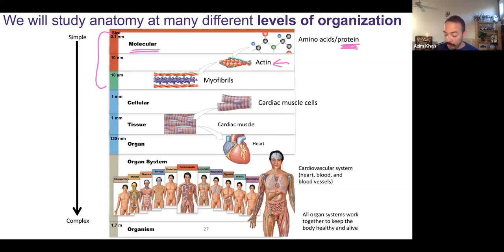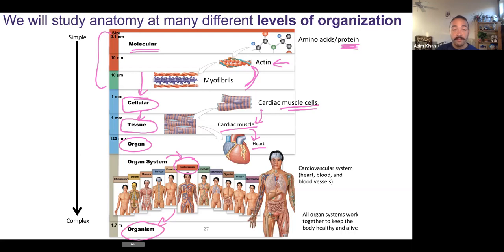Molecules are what make up cells. Cells together make up tissues. So if we have, let's say, proteins inside of a muscle that makes up the heart, the heart is an organ. The heart is part of the cardiovascular system, so that's an organ system. And then when you have all these systems together, that makes up an organism. We're going to build our way up from cellular to organ systems.